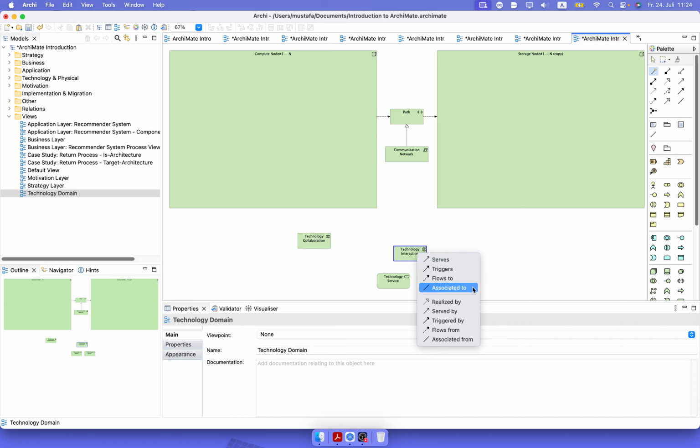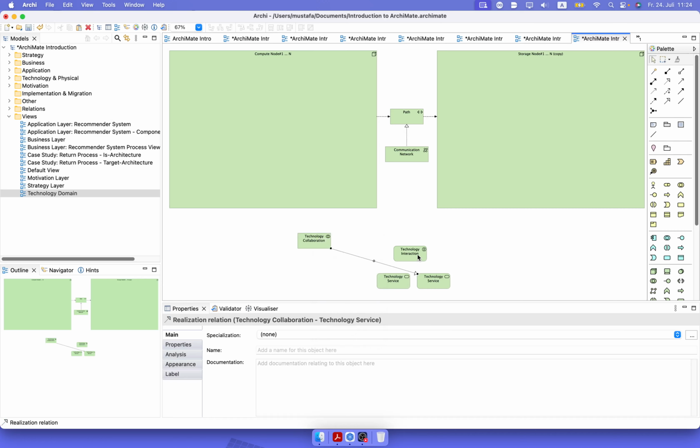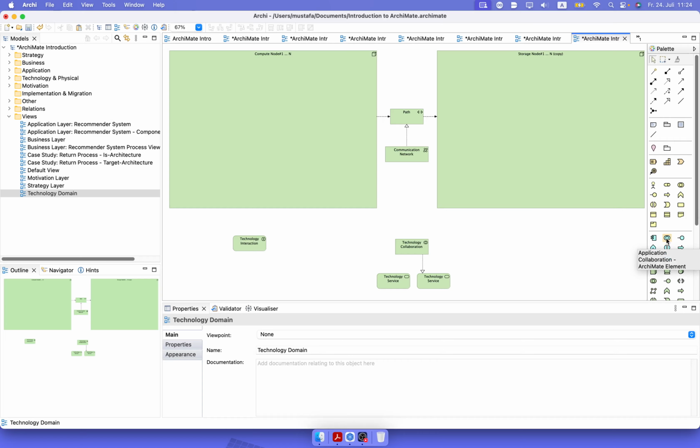Service triggers flows to associated, and let's verify the collaboration. Service trigger flows to associated and realization. So this a collaboration, realization. Quite confusing to get that always right. So this was also the same here, collaboration in the business layer and interaction. Collaboration and interaction in the application layer. And the same for this one. So a collaboration realized by two services.